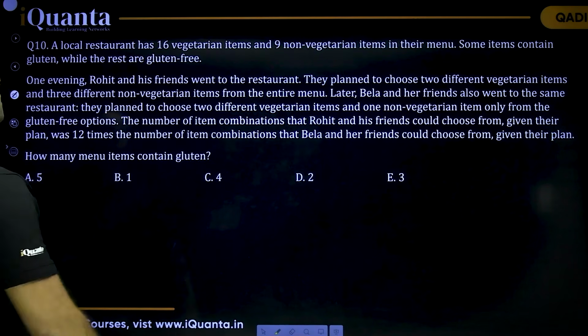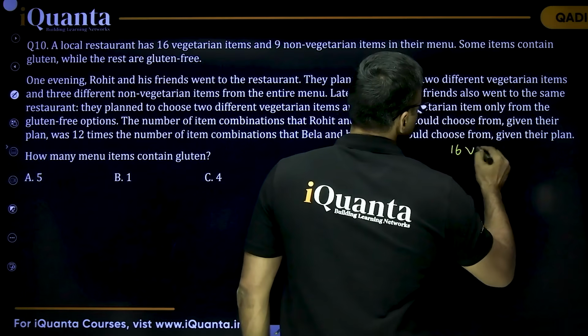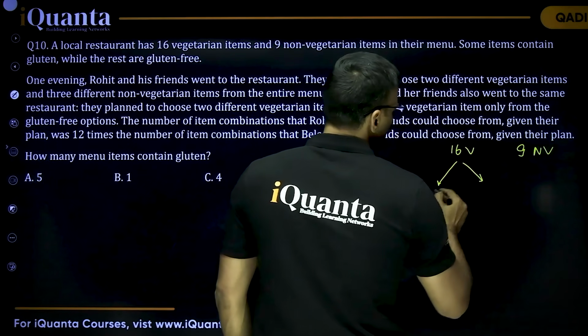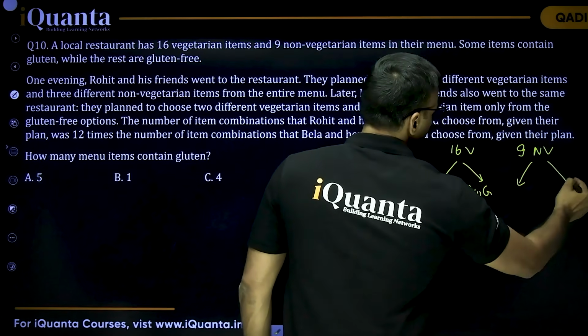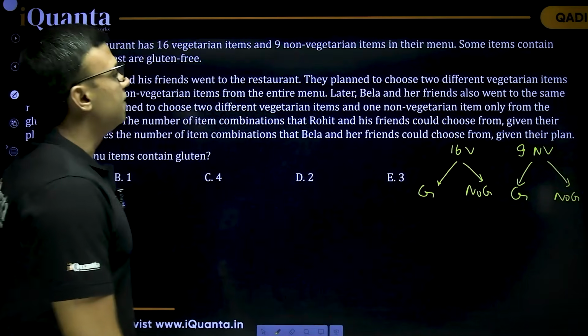Okay, so we have 16 vegetarian, 9 non-vegetarian. This has a few gluten and a few no-gluten items. This has a few gluten and a few no-gluten items. All right, we'll see to it.